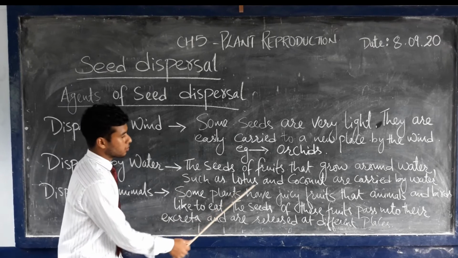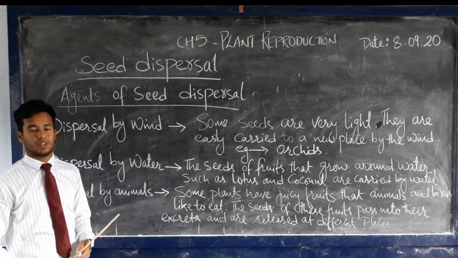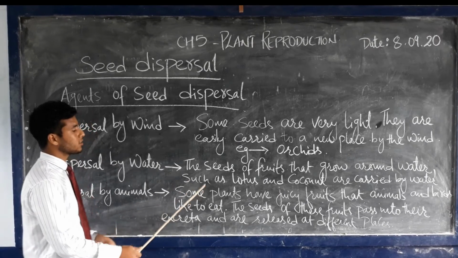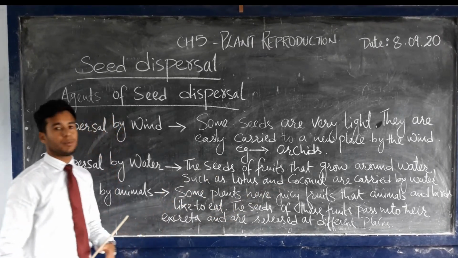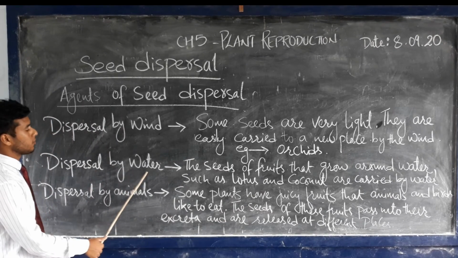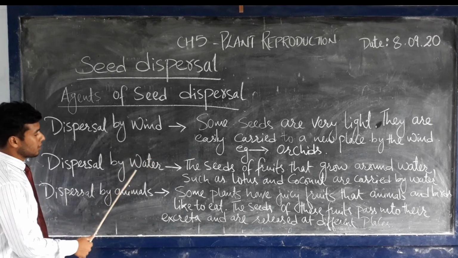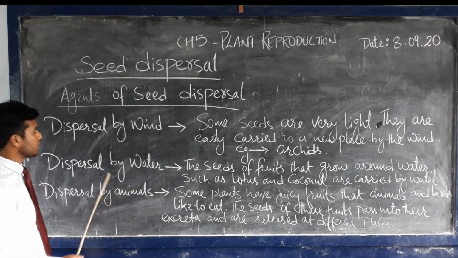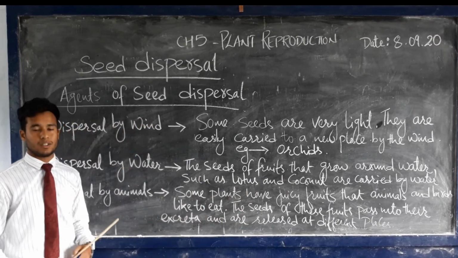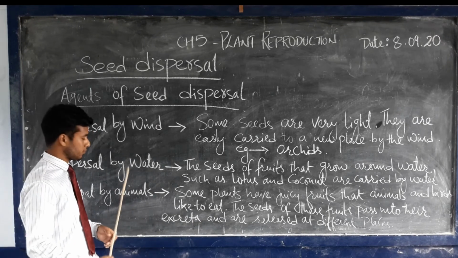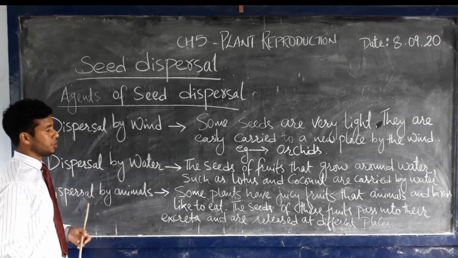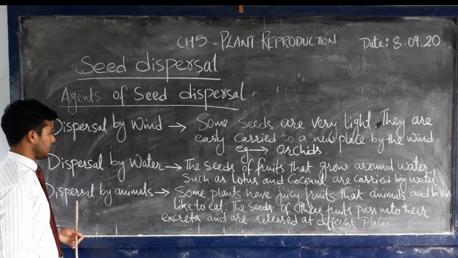So this lotus and coconut grow in the water bodies or in water areas. So now the seeds of lotus and coconut will be carried with the help of water, so they can be dispersed with the help of water. So agents like water will help to carry the seeds of lotus and coconut from one place to another, after which they grow with the proper nutrients and with proper conditions.